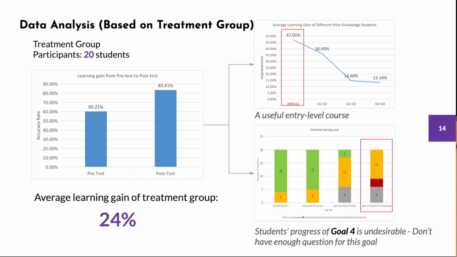We also found that there is an estimated learning level in the OLI system. Based on the given dot plots, we find that students' progress on goal 4 is undesirable. Maybe it is because we only have one question for this goal, which non-native speakers reported had options that were a little hard to understand, so they got confused.